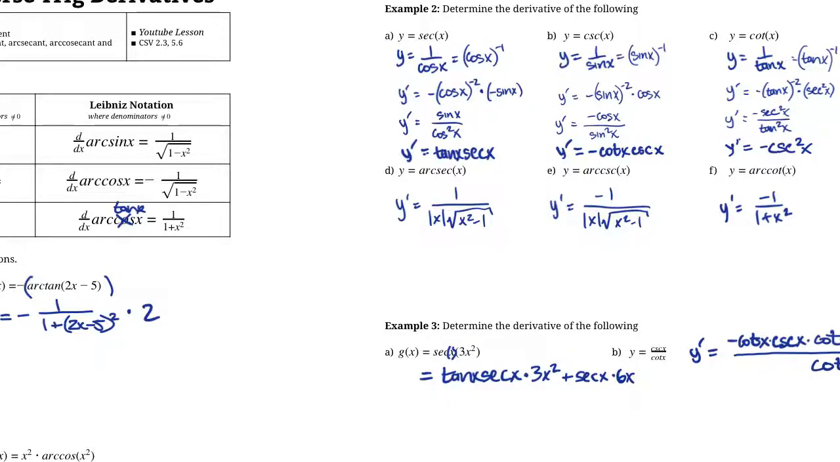So the negative sign is switched as well. So you just got to keep that in mind. But essentially what's in the denominator is the same, except it's got this absolute value of x, and it's x squared minus 1 instead of 1 minus x squared. And then the arc cotangent one is also very similar.